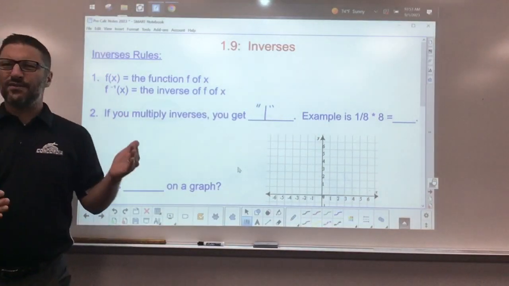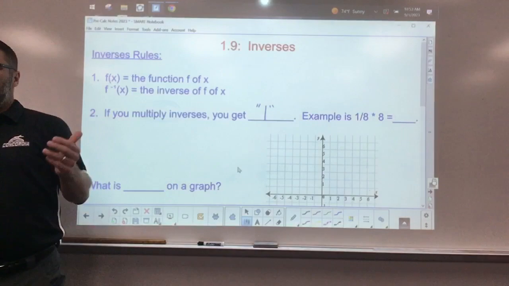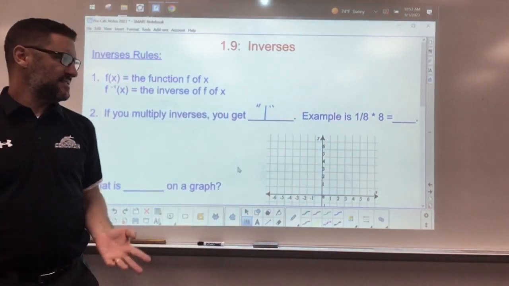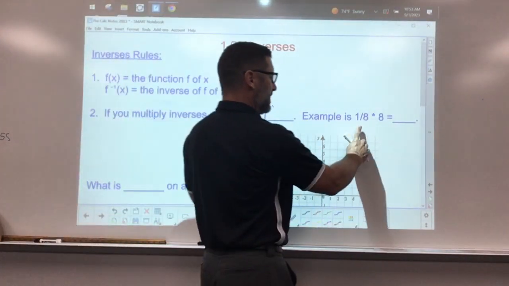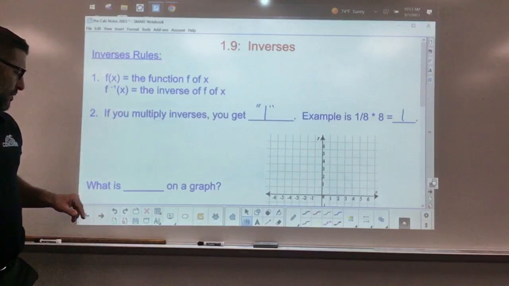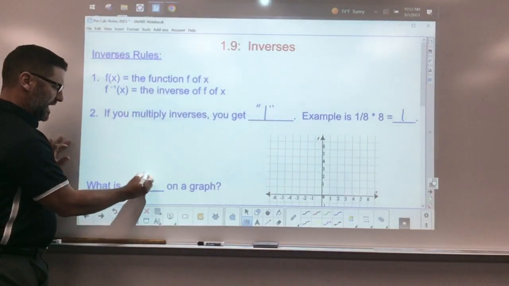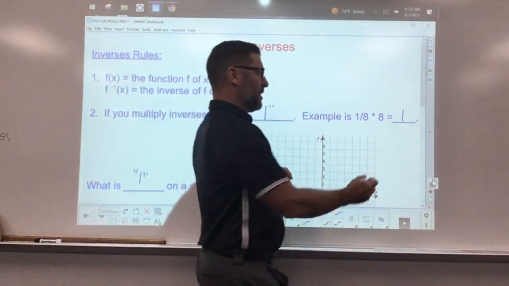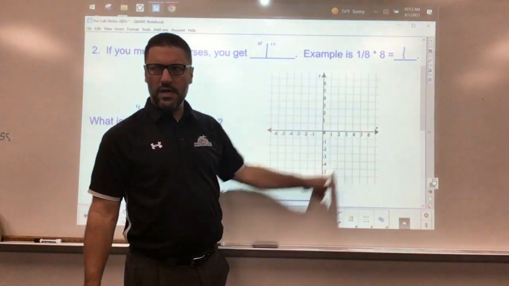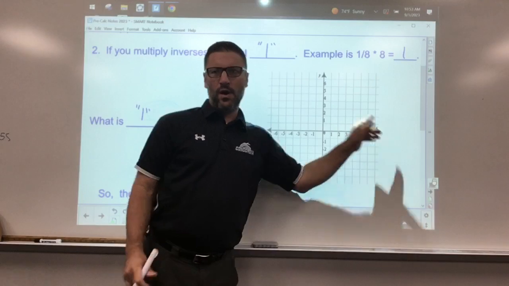If you add inverses together, or if you have inverses on a graph, there's this idea of what does 1 look like in that scenario. An example of this, 1/8 and 8 are called inverses, and you get 1. Well, what is the 1 idea on a graph? You could think about this a lot of ways. You could think about it as y equals 1 or x equals 1.